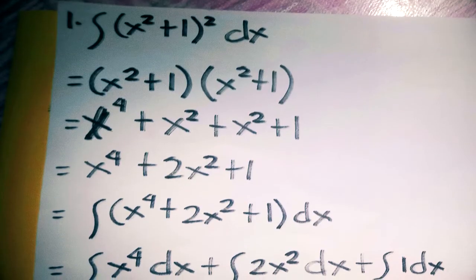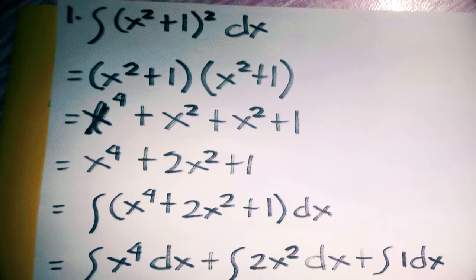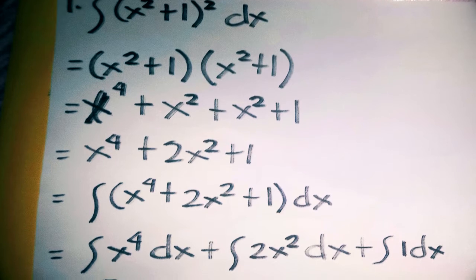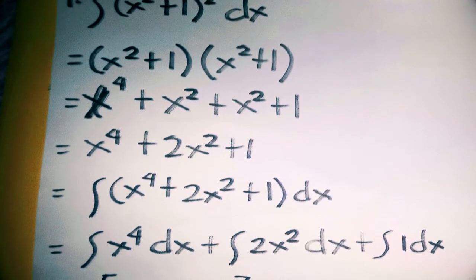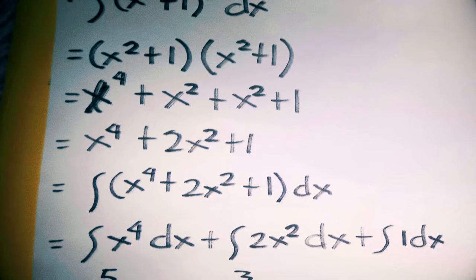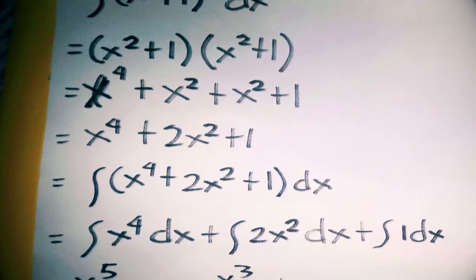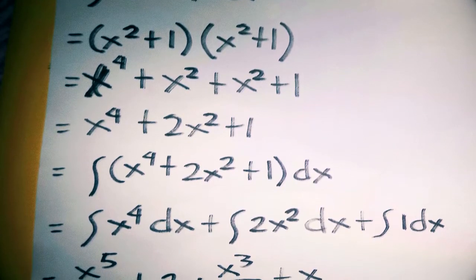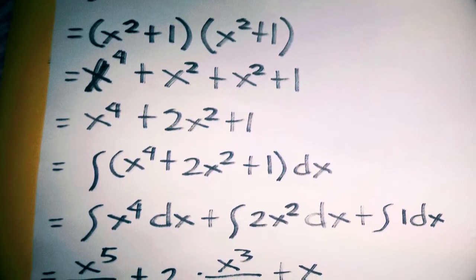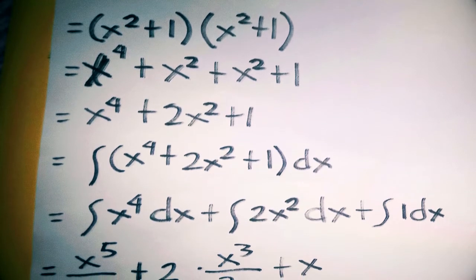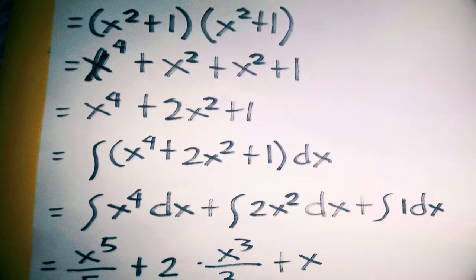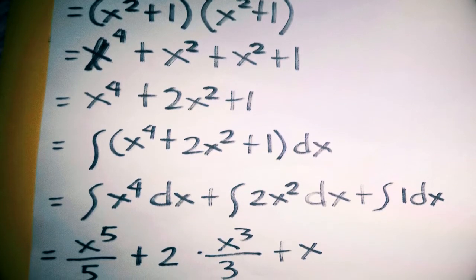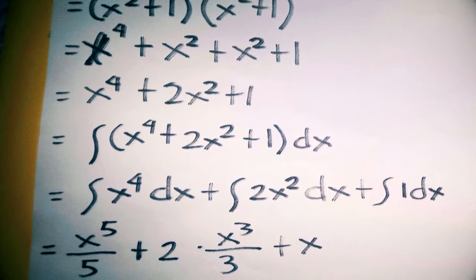The integral of quantity x squared plus 1 quantity squared dx is equivalent to expanding the quantity x squared plus 1 quantity squared. x squared plus 1 squared is equivalent to x to the power of 4 plus 2x squared plus 1. So this is equivalent to the integral of quantity x to the power of 4 plus 2x squared plus 1 quantity dx.